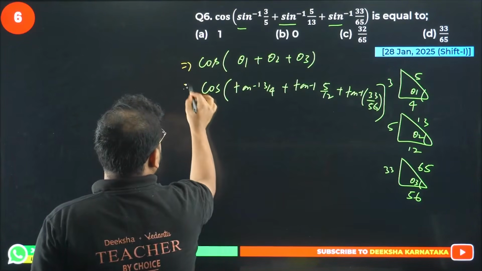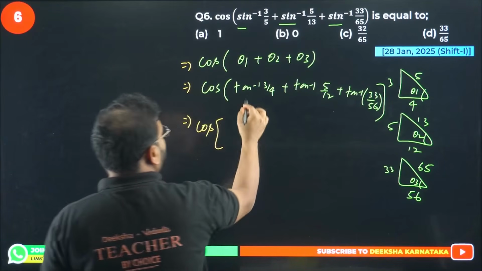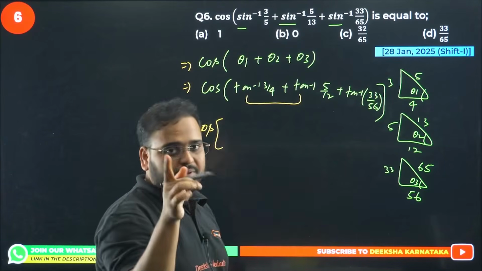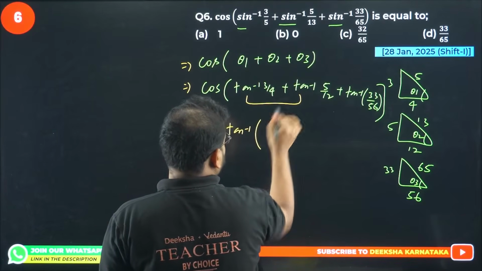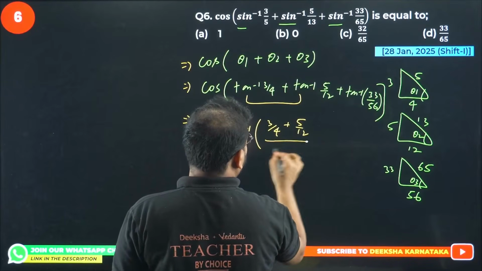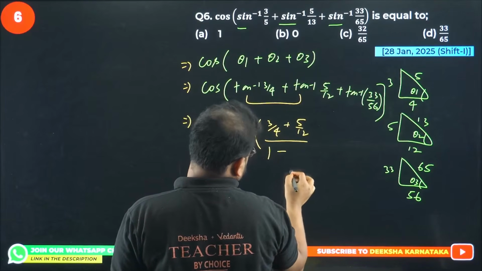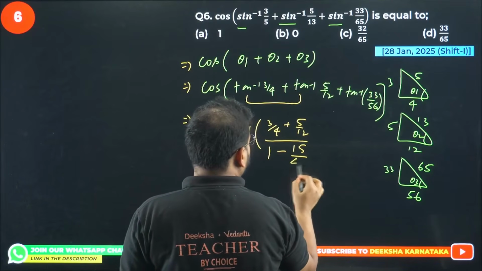So, a couple of steps, a few more. Keeping cos outside, let's solve these two first. Tan inverse A plus tan inverse B, we have the same formula. Tan inverse of the sum of these two, 3 by 4 plus 5 by 12, divided by the product of these two, minus 15 by 48, right? Okay.